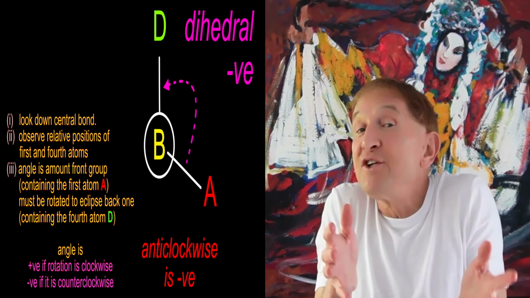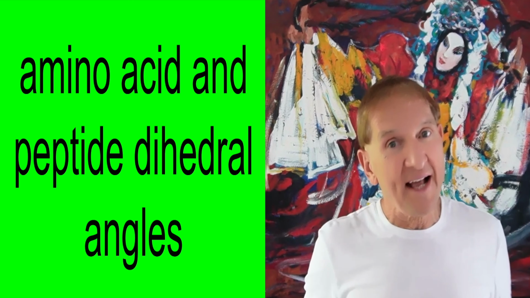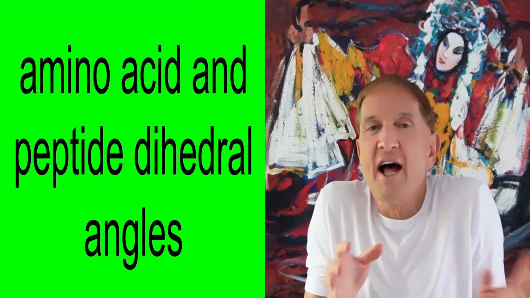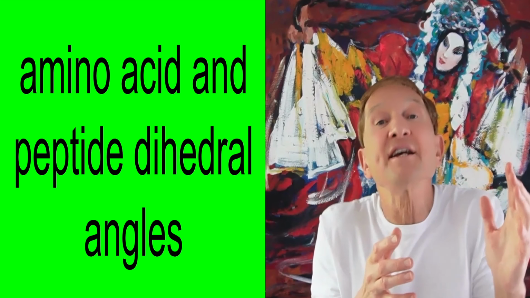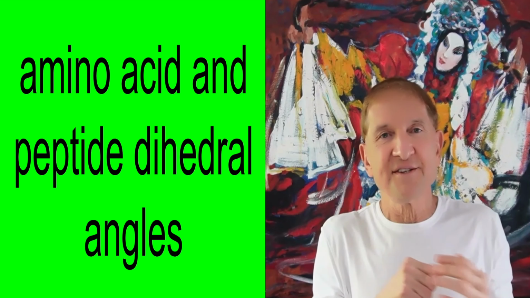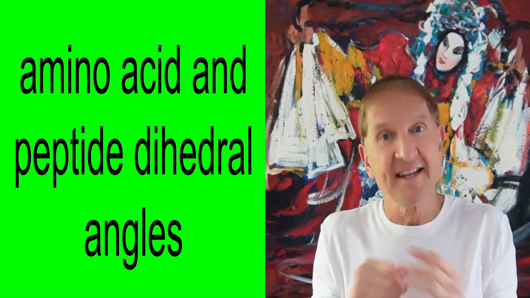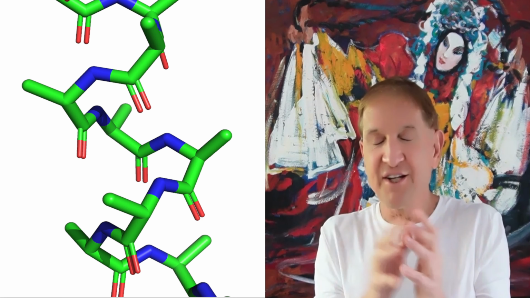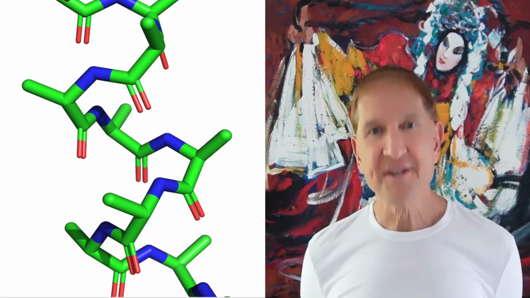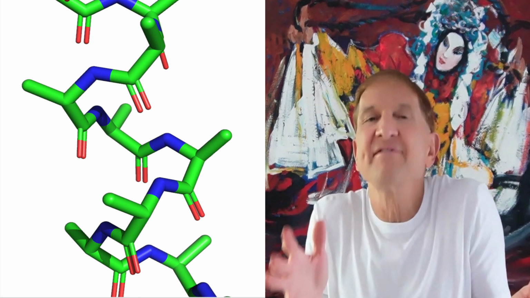Now the dihedral angles in amino acids are actually very important because these dihedral angles define secondary structures in proteins and structures of peptides in solution. For instance, in an alpha helix, two dihedral angles are maintained all the way down the spiral. Let's see what they are. But first, we have to define them.